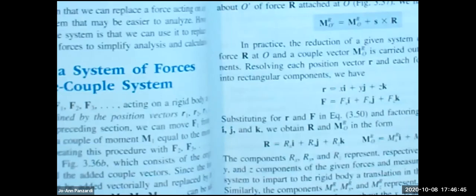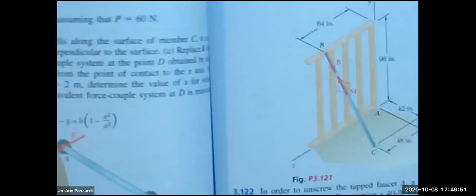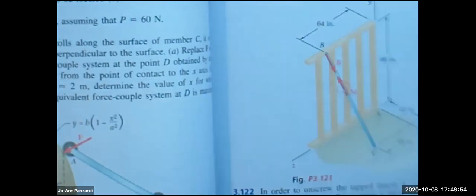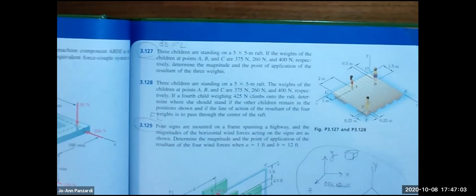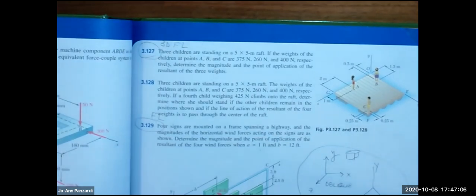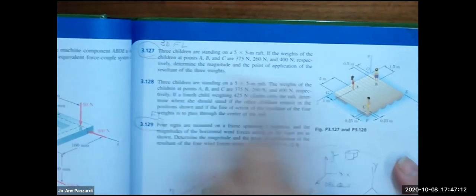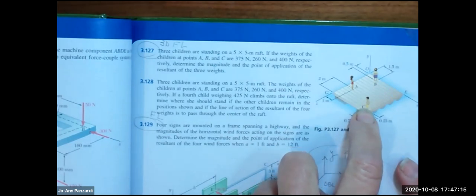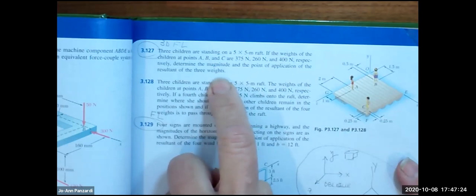I'm going to keep going. Next problem. This problem is very similar to the one I did in class over the video. It says that there are three kids standing on a wooden raft. They give us the weight of all of them. And it says, determine the magnitude and the point of application of the resultant of the three weights.